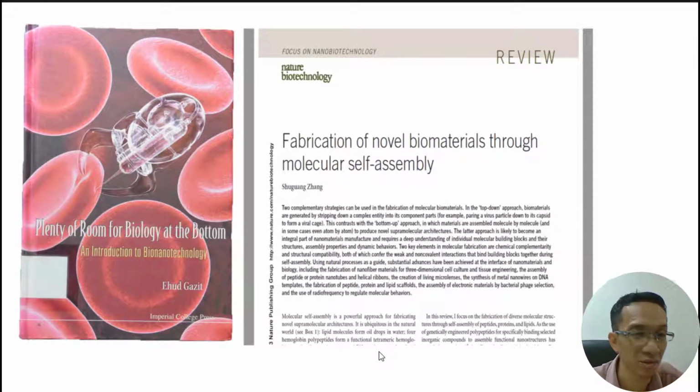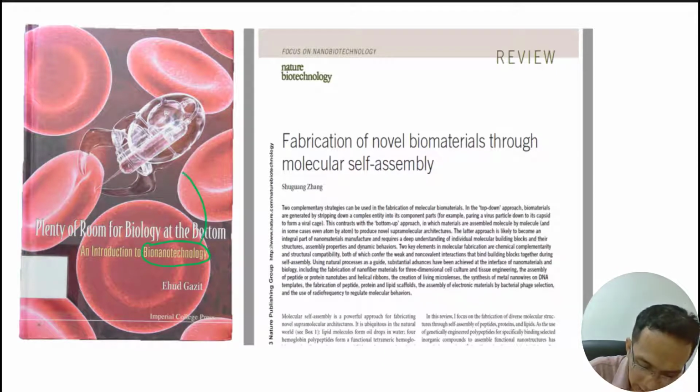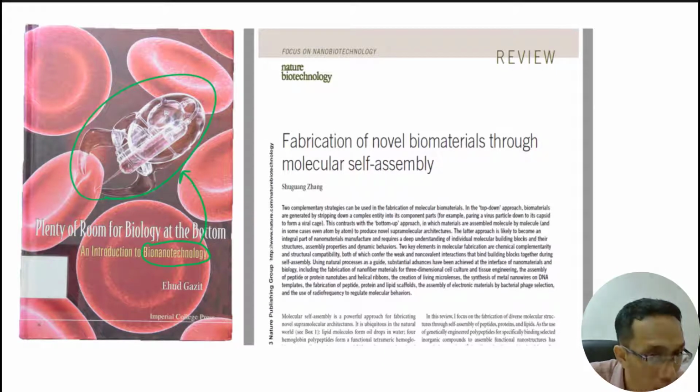However, the distinction between bionano and nanobio is quite arbitrary out there. For example, here on the left you can see a book called Plenty of Room for Biology at the Bottom, an Introduction to Bionanotechnology. But if you see the image itself, it's a robot, and this robot, which does not really seem to be made from DNA or peptide or any biological stuff, is injecting something into a blood cell. So by definition, this is a case of nanobiotechnology.